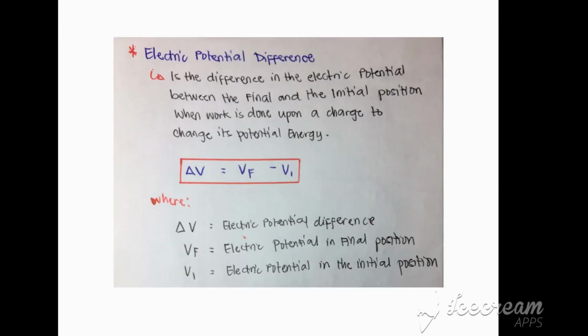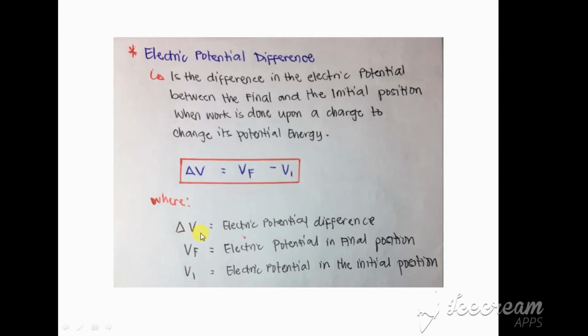Now let's move on to electric potential difference. Electric potential difference is the difference in electric potential between the final and the initial position when work is done upon a charge to change its potential energy. So the formula is here. This triangle means change. The change in V, the change in electric potential, is equal to the final electric potential minus the initial electric potential.